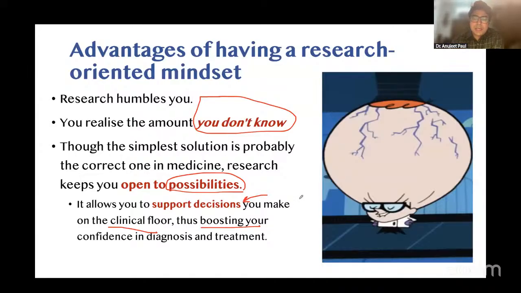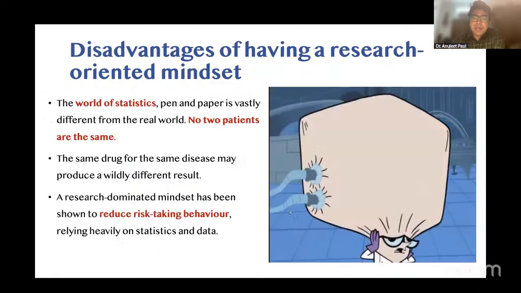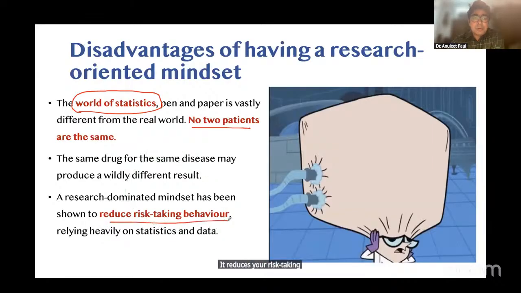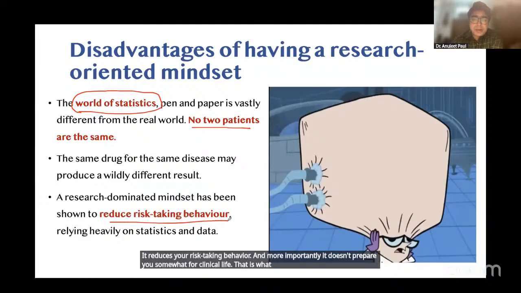However, this, I would say, is a double-edged sword. Sometimes it can backfire, as I would explain over here. The only disadvantage, if you ask me, of being totally research oriented is that real life is very different from clinical studies. That is why we have things like an RCT, a randomized clinical trial, where you have a group of people in a certain atmosphere who are part of the study, and then you have real world studies. No two patients are the same. It reduces your risk-taking behavior, and more importantly, it doesn't prepare you somewhat for clinical life. That is what people in private practice as well as those in institution practice will differ on in this statement.